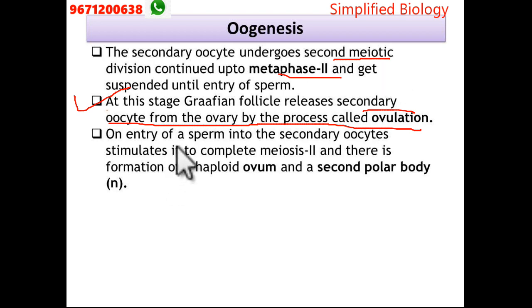Whenever the entry of the sperm takes place in the secondary oocyte, it stimulates it to complete meiosis second. So there is the formation of the haploid ovum and the second polar body. The second polar body is again going to degenerate.